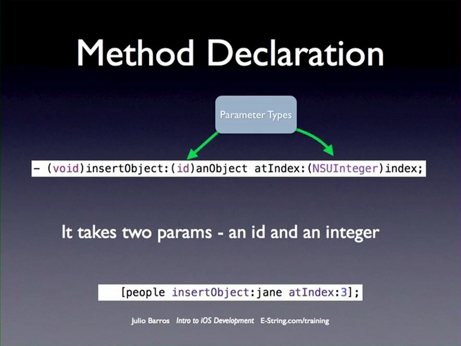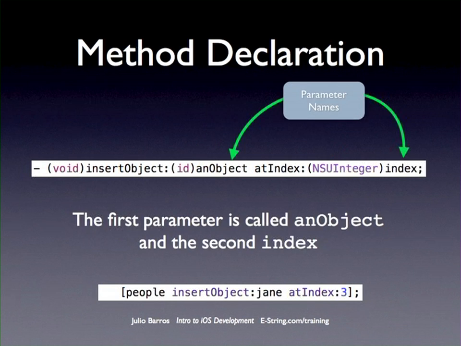In this example, the first param is of type id, which means any object type at all. This array will hold anything as long as it is an object, and the second parameter is an NSUInteger, which stands for unsigned integer. You can't add an object to a negative position, and you can't add it to a fractional position. So only positive integers are valid indexes. NS stands for NeXTSTEP, which is a hint as to who defined this. U stands for unsigned. So somewhere in the system, NSUInteger is defined to be an unsigned integer primitive.